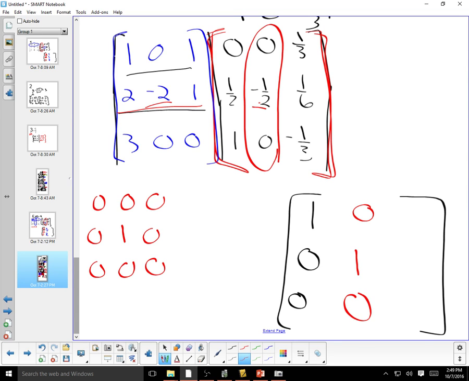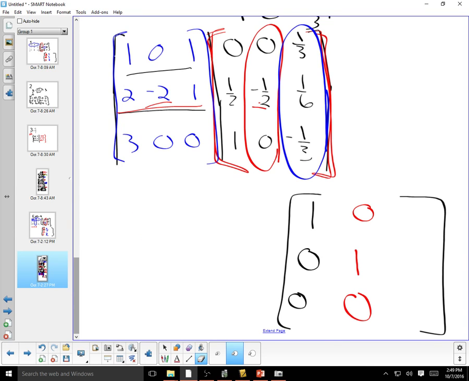Let's do the last column. Oh, that can't possibly be it, can it? 1 times 1/3 is 1/3. 0 times 1/6 is... no, that's 0. That's 0. Oh, good looking out. 1 times negative 1/3 is negative 1/3. So what's 1/3 minus a third? 0.